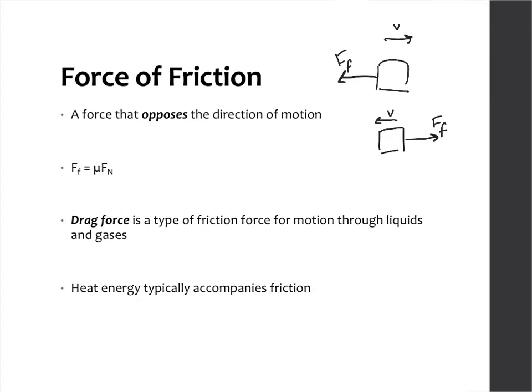And it's given by this equation, F of F. So this little F over here stands for friction, is equal to mu times F of N. So this mu is a Greek letter. It stands for the coefficient of friction. And this other force is the normal force. So you definitely need to know and look back to the other video to see what normal force is.